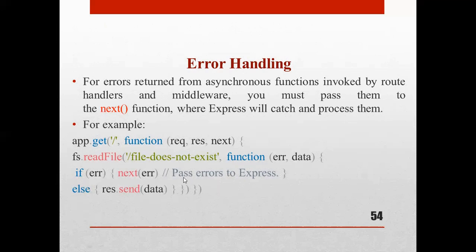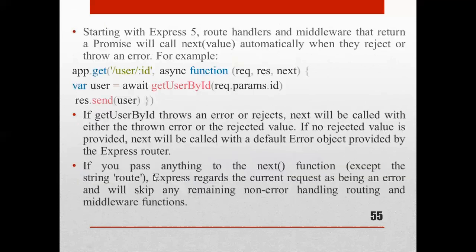Yeah, next error. We are going to pass that error to Express. Starting with Express, route handlers and middlewares that return a promise. We have seen that about promises. That means it will call next with the value automatically when they reject or throw an error.